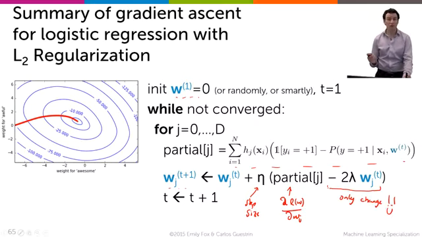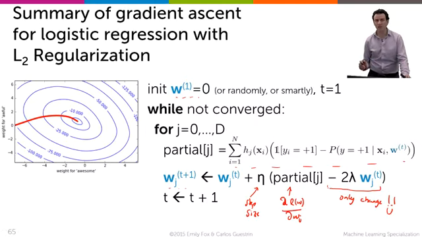In other words, take whatever code you had before, put minus 2 lambda Wj in the computation of the derivative, and now you have a solver for L2 regularized logistic regression. And this is going to help you a tremendous amount in practice.